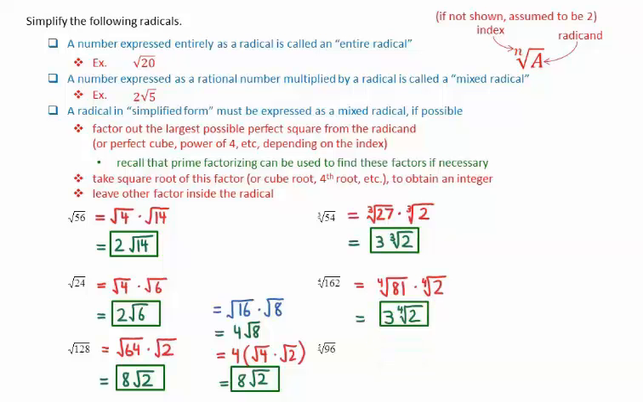Finally, the fifth root of 96. We break this up into the fifth root of 32 times the fifth root of 3. Note that 32 is in fact a power of 5. 2 raised to the 5 equals 32. We can then rewrite this as 2 times the fifth root of 3 as our final answer.